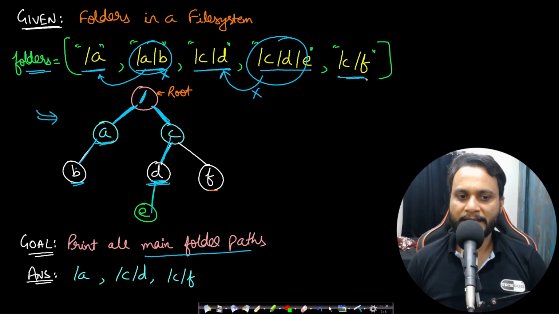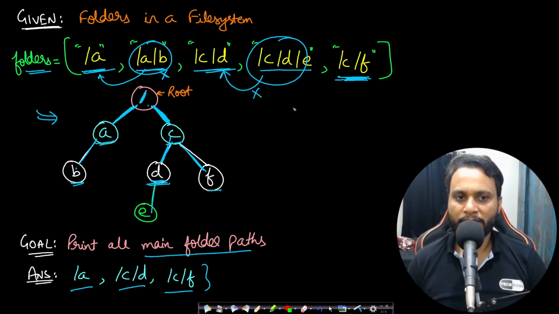Again, if you look at this /c/f, then we will be going to the root node, create a C and create an F. Now CF is independent of CD, it is not contained inside CD, and C is not a valid independent folder, and that is why this is not a subfolder. So our answer in this case will be A, CD and CF. We can return this answer in any order, so ordering is not important as long as we give the exact same folder names. Okay, so I hope the problem statement is clear.